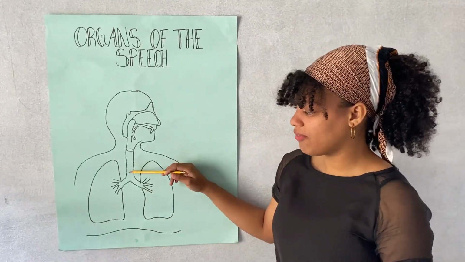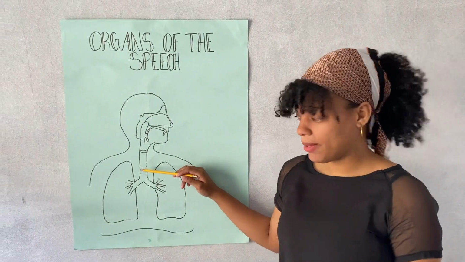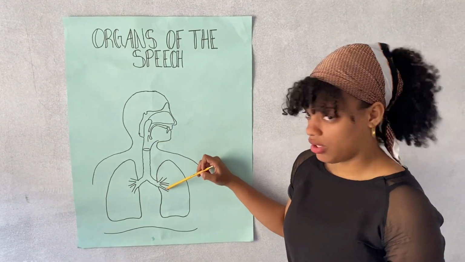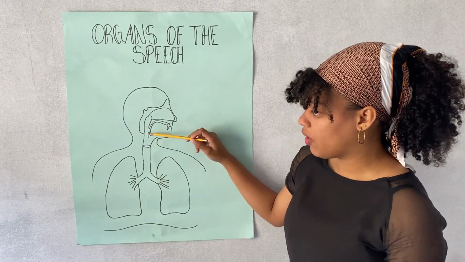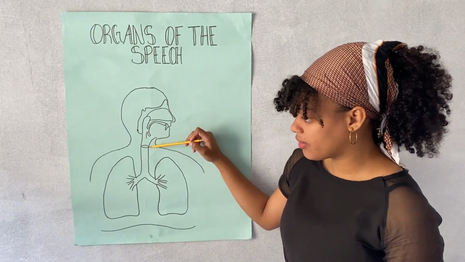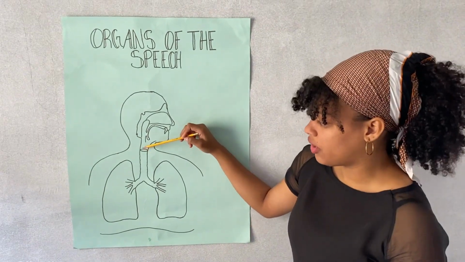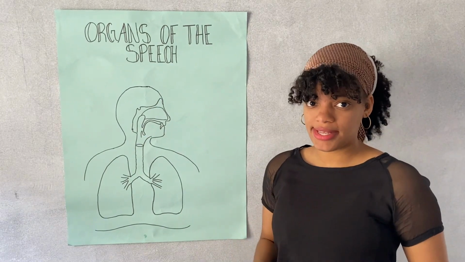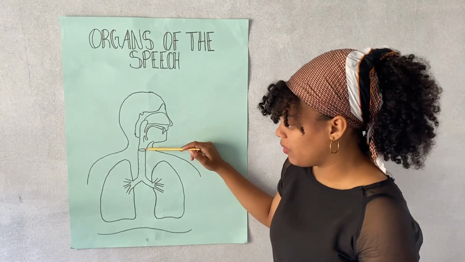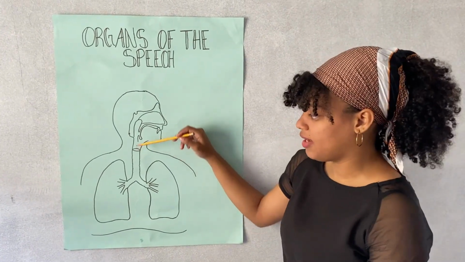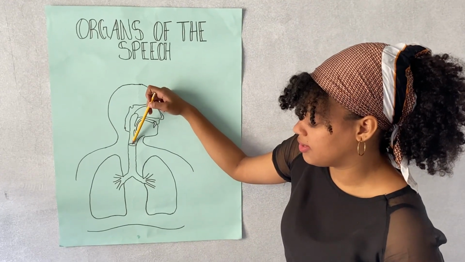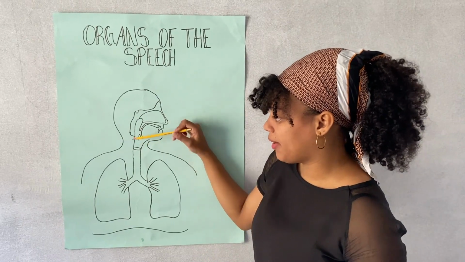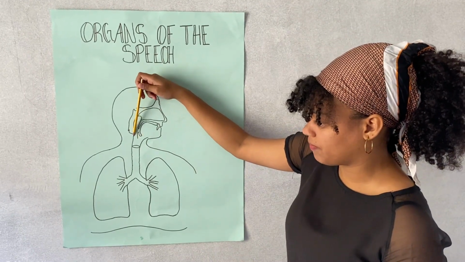Then right here we have the trachea, also known as the windpipe. It goes from the larynx, located right here, to the lungs. And in the larynx, there are the vocal cords, this part right here. They are two elastic tissues, and between them we find the glottis. That is between the vocal cords. Then we have the trachea, that is right here.